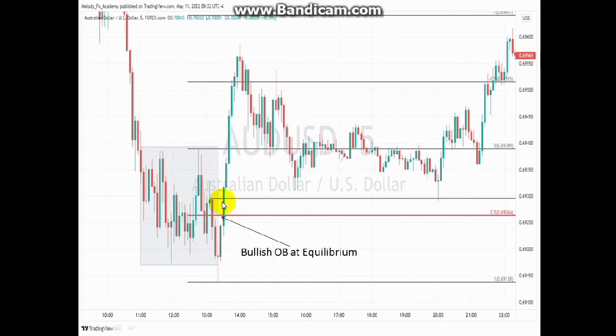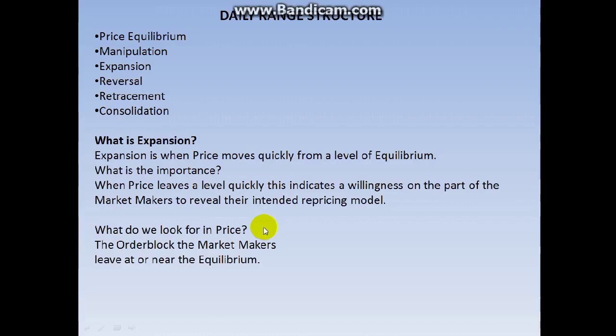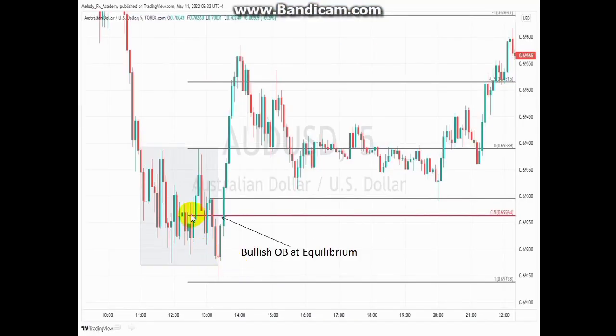What's the institutional reference point that we make reference to when we have an expansion phase? What do we look for in price? We look for the order block the market makers leave at or near the equilibrium. So what is the equilibrium? The equilibrium of this range is the 50% midpoint. Measuring this consolidation from the low to the high, where are the down close candles before the whole move? These are the set of down close candles before the expansion. So this is our order block right here.